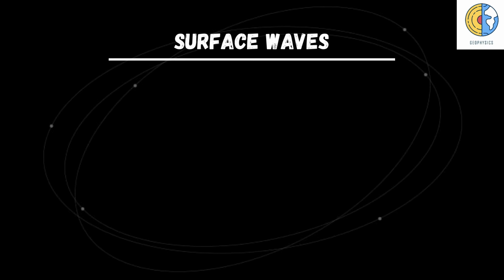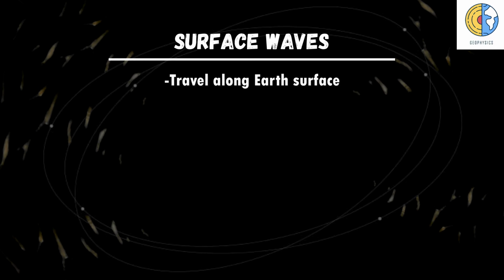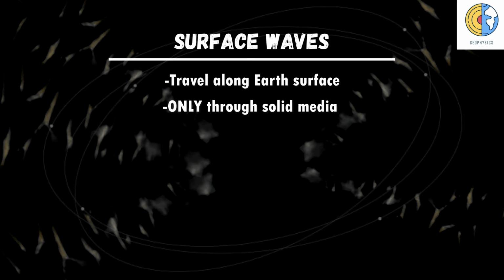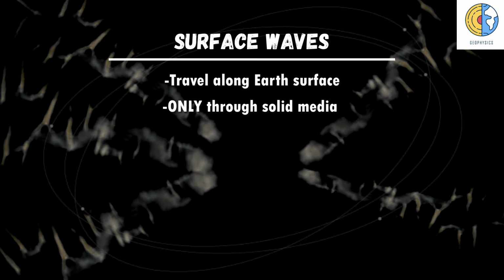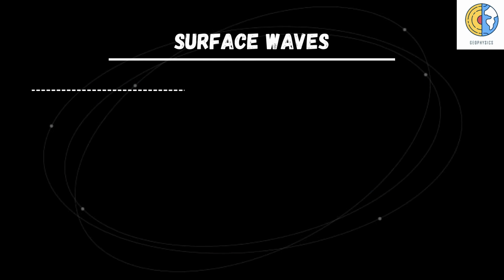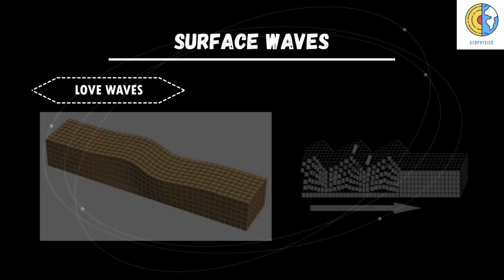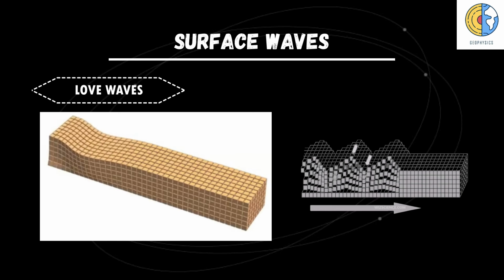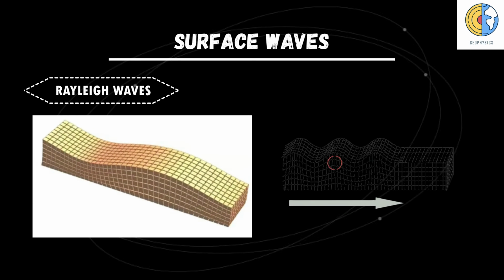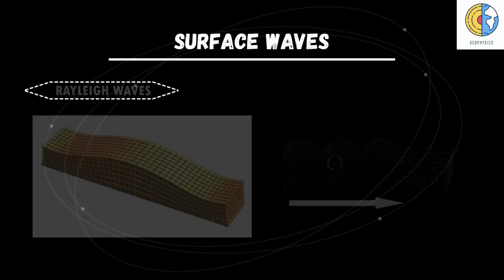They are followed by surface waves, which travel along Earth's surface. Surface waves travel only through solid media. They are slower moving than body waves, but are much larger and more destructive, and also have two types. The first one is Love waves, which move the surface side to side at a right angle to the direction of the wave. The second one is Rayleigh waves, which move the surface in a rolling circular motion.